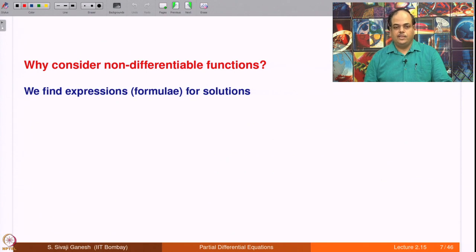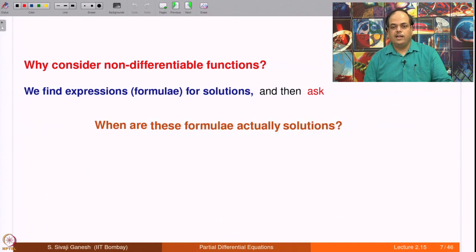So, we find expressions or formulas for solutions. We get formulas, basically something like f of x. Then we ask, what is the domain of this f, for what x does f of x make sense. These questions are to be asked later. So, first we find formulas and then ask, when do these formulas actually give rise to solutions?